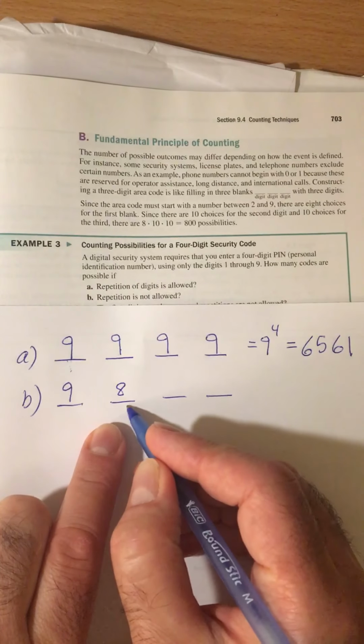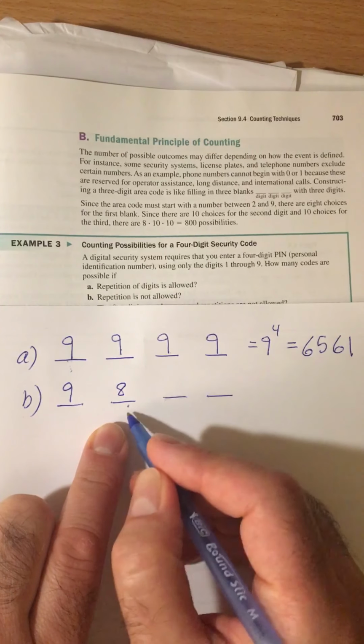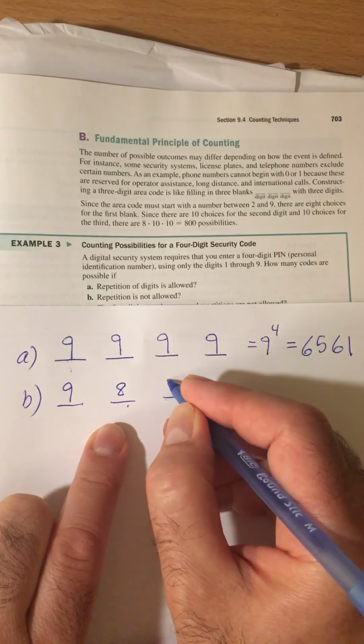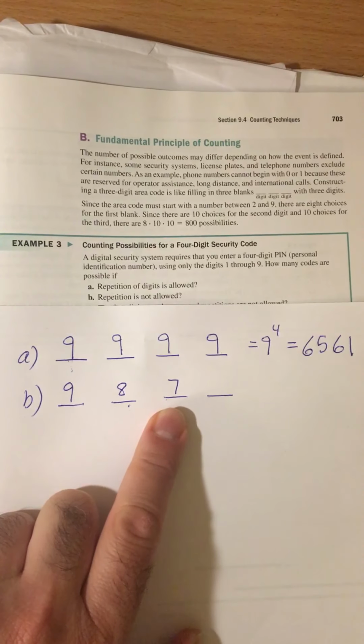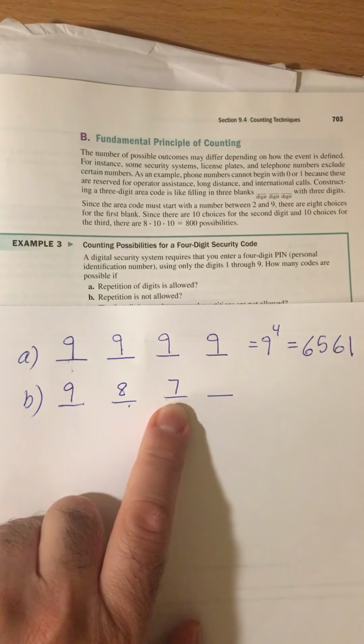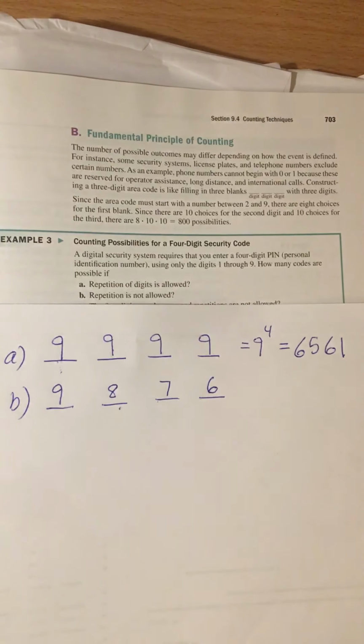Let's say I pick 7 here, number 7. Can I pick it again? No, 7 is out of the game. So now there's only 7 choices left. Let's say I pick 1 here. Can I pick it again? No, 1 is out. So I only have 6 choices left.